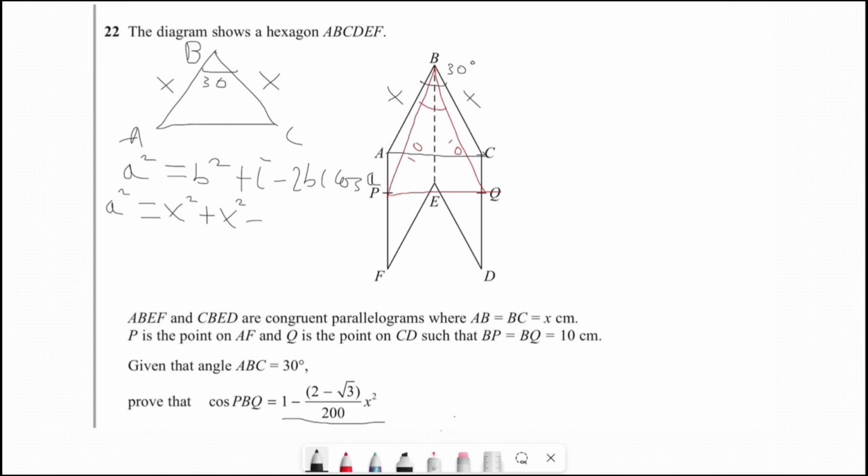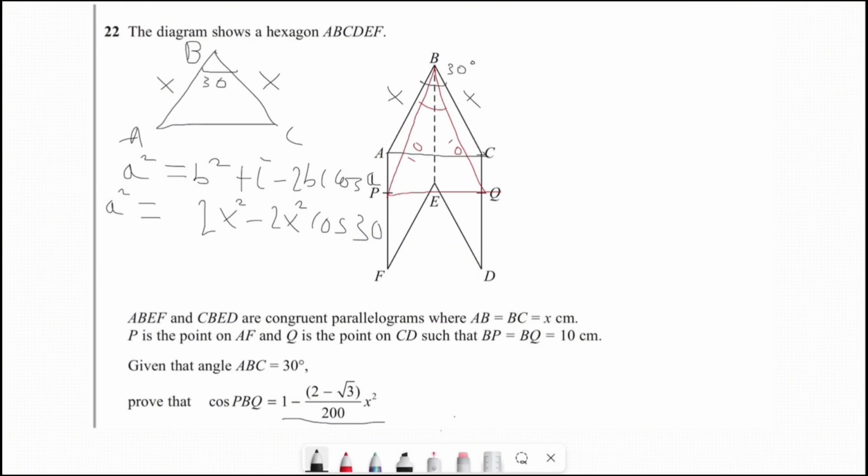Well, b and c are both x, and x times x is just x squared. So that would be minus 2x squared. And then cos, well, our angle here is 30 degrees. Cos 30. And all we need to do from here is just simplify things. Well, x squared and x squared is just 2x squared. That's easy. So we can replace that with a 2, like so.